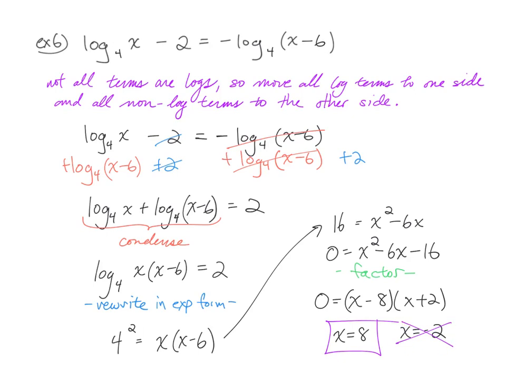-2 does not work. If you substitute it in for this x, it's log base 4 of -2. That's a negative argument. No good. 8 does work though. Log base 4 of 8, that's a positive argument. Negative log base 4 of 8 minus 6, 8 minus 6 is 2. That's a positive argument. So we are good to go. 8 is the answer.